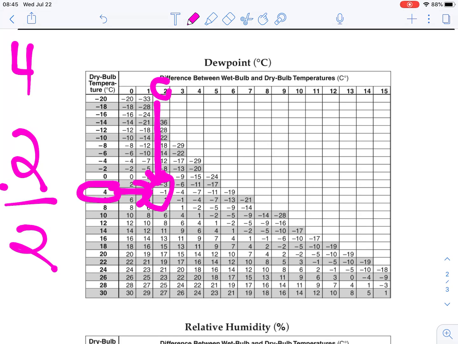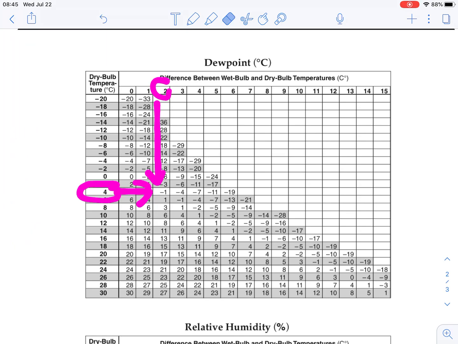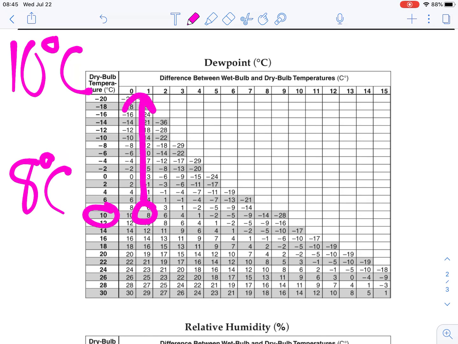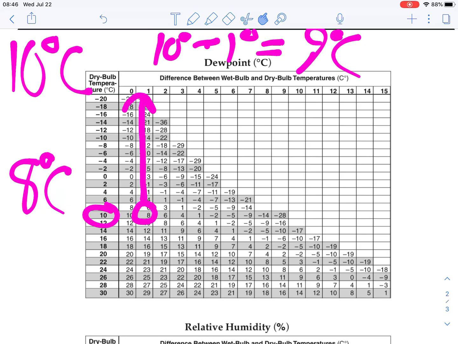Or maybe they're giving you something backwards. Maybe they're saying my dry bulb temperature is 10 degrees C, and my dew point is 8. What is my wet bulb temperature? Well, look, 10 is here, my dew point is 8. The difference between them is 1, so 10 degrees minus 1 degree equals 9 degrees. So there's various things that they can ask you about this, but that's the gist of it.